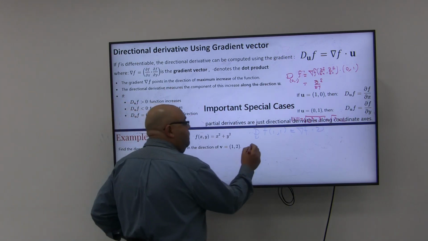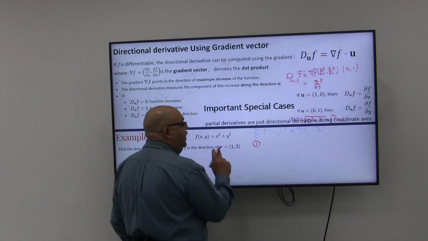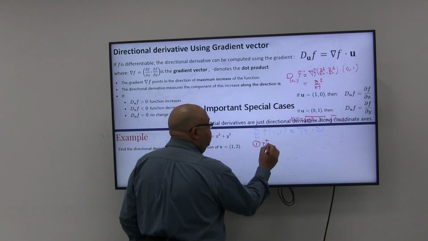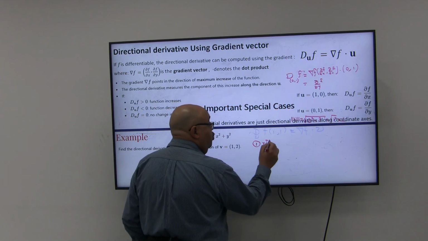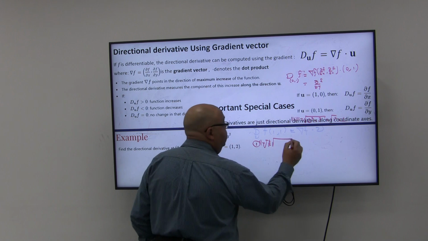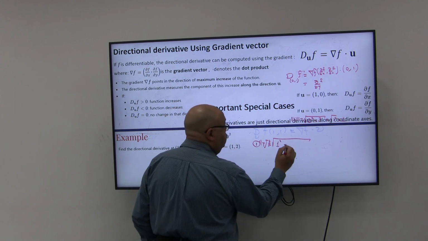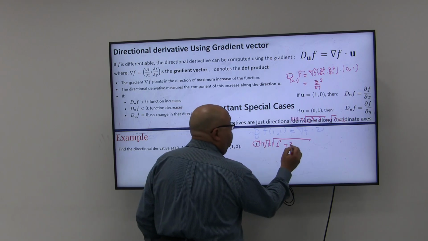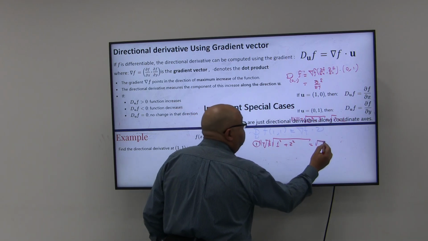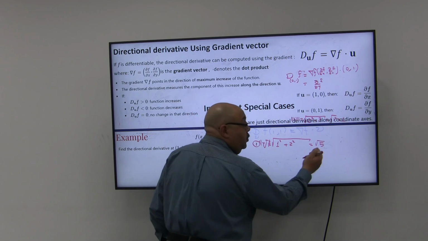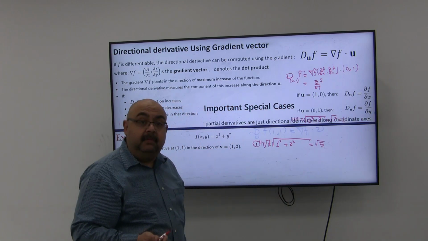In order to do this, I will go through the steps one by one. The first step is to normalize the vector. This is the norm of v, which is the square root of the first component to the power of 2 plus the second component to the power of 2, which simply is root 5. Is this equal to 1? It's not equal to 1. So it's not a unit vector.